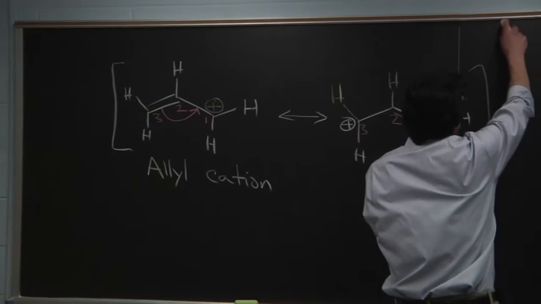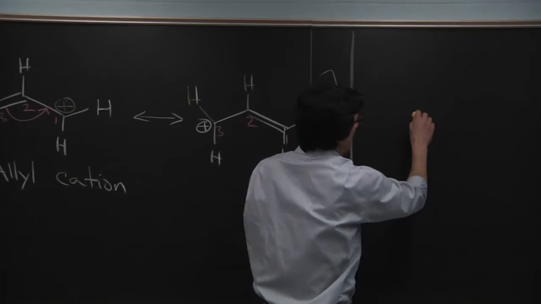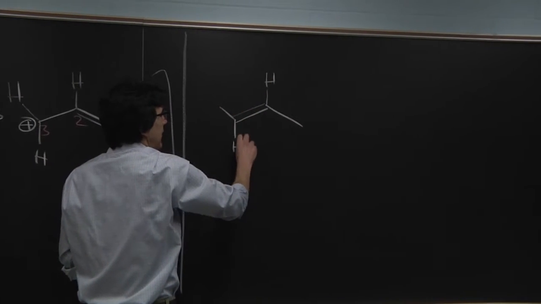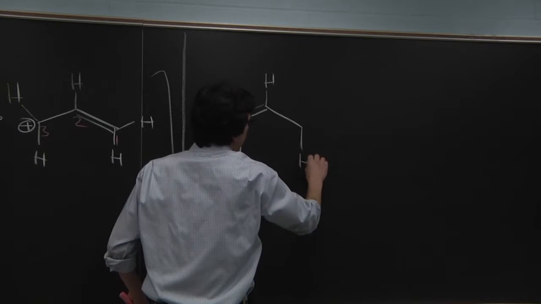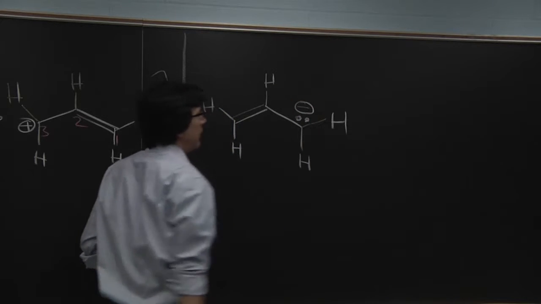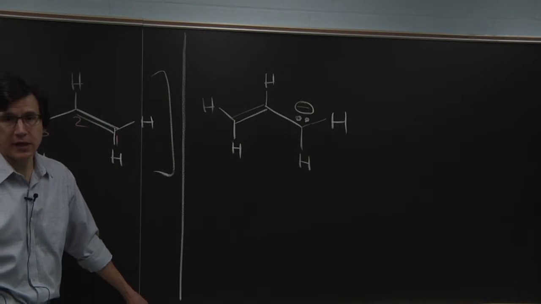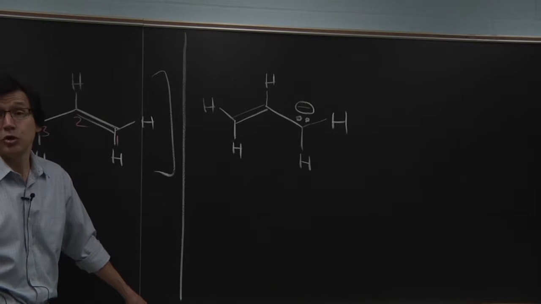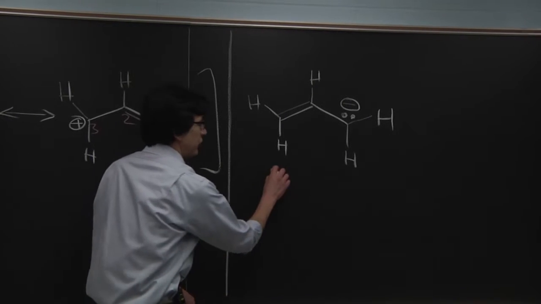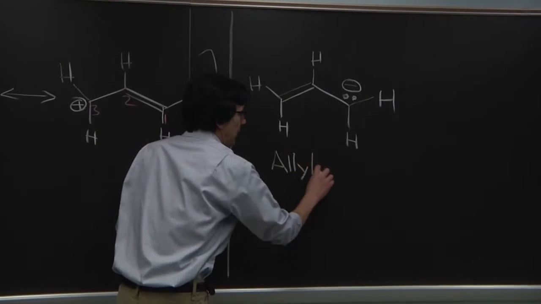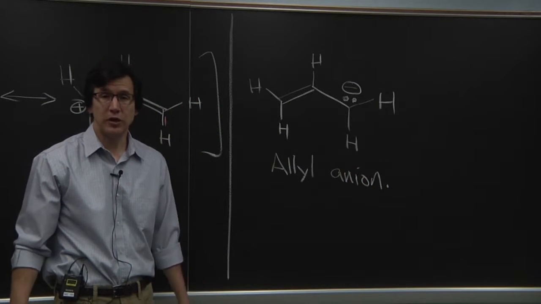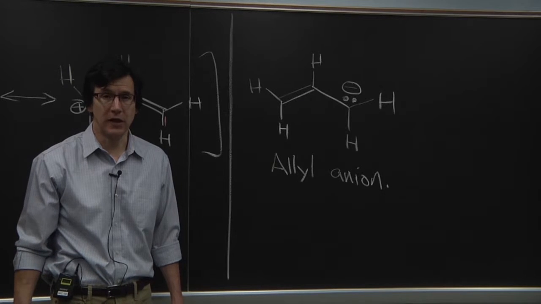Let's come over here and do a related problem. What about a system of this sort? We have the same number of carbons, same number of hydrogens, except now there's a lone pair on this carbon and a negative charge. What about the distribution of negative charge in this particular anion? This should be called the allyl anion. So again, using only pictures, tell us about the distribution of negative charge.